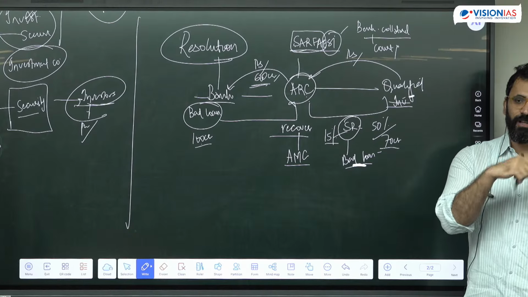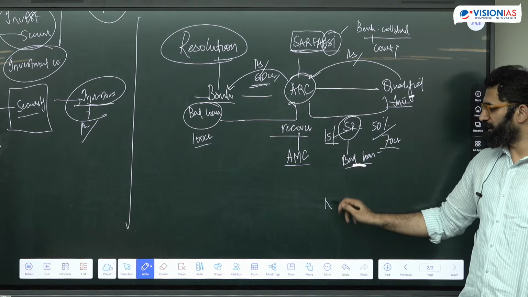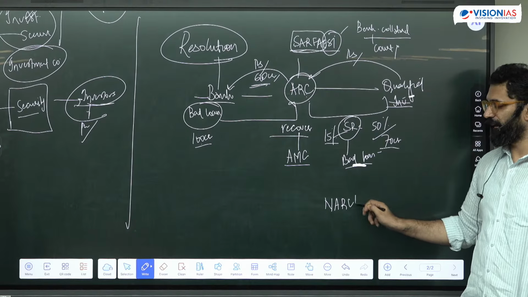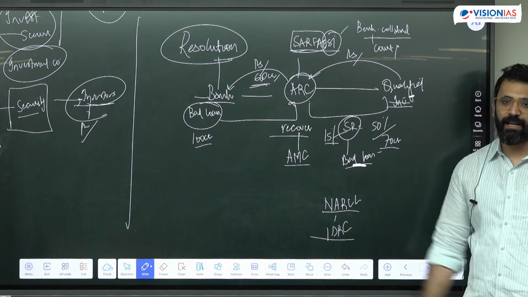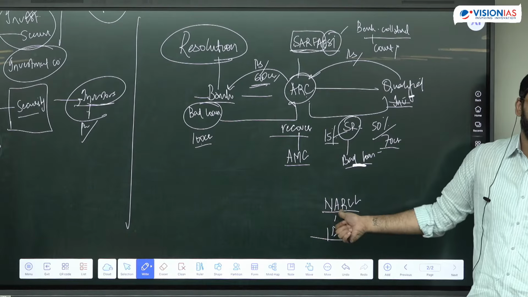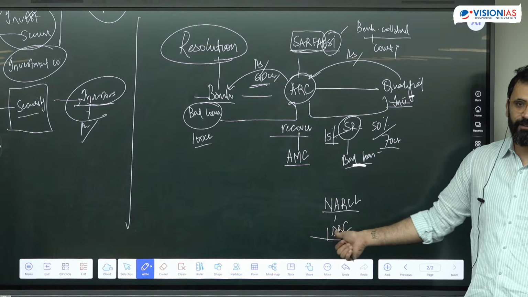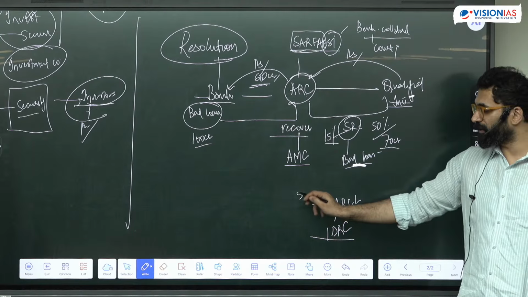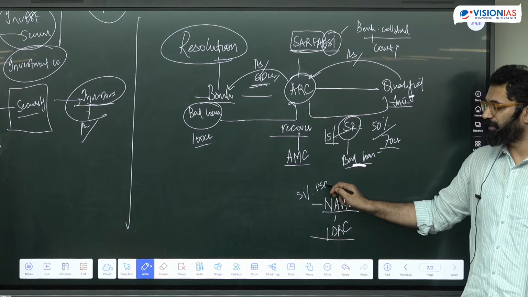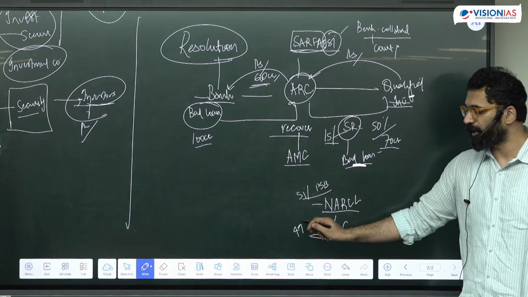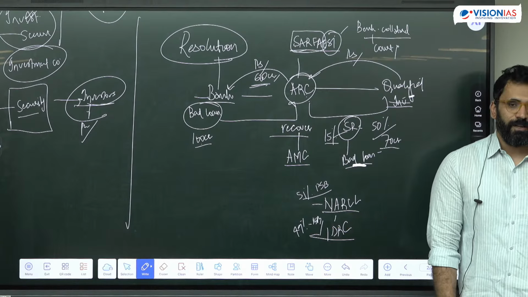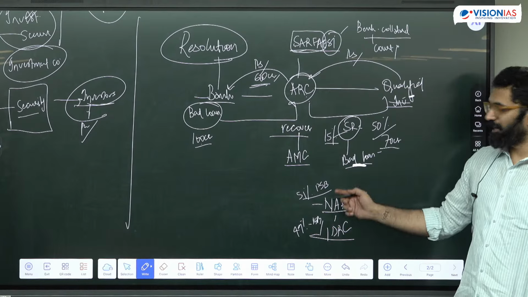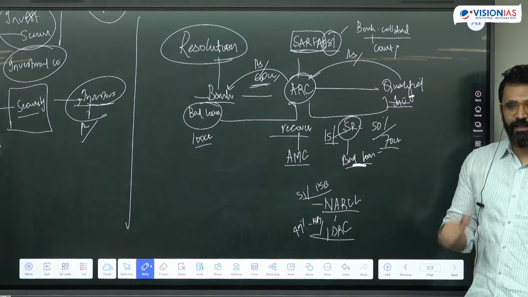In order to revitalize this, the government created an asset reconstruction company called NARCL and an asset management company called IDRC: National Asset Reconstruction Company, Indian Debt Resolution Company. This company has 51% ownership of public sector banks. This company has 49% ownership of public sector banks. What exactly would be the function of this particular body? NARCL will buy the loans, IDRC will recover value.